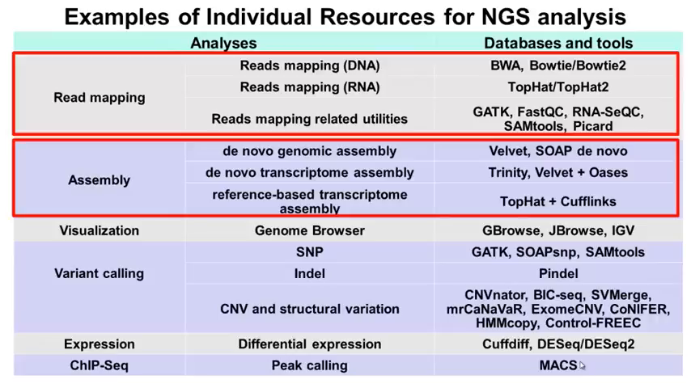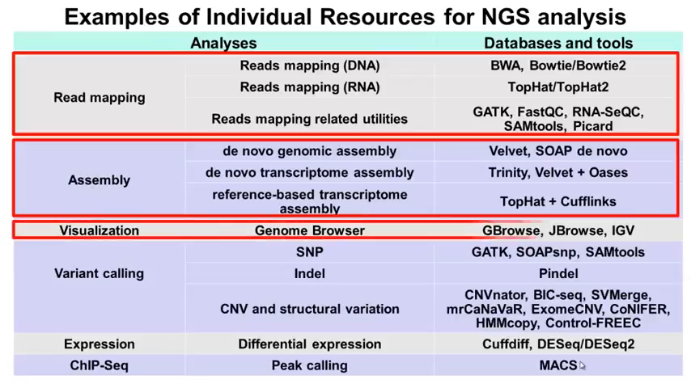For de novo transcriptome assembly, you could use Trinity or Velvet plus Oases. For reference-based transcriptome assembly, the most commonly used tools include TopHat plus Cufflinks. To visualize the reads on the whole genome framework, there are genome browsers such as GBrowse, JBrowse, and IGV.